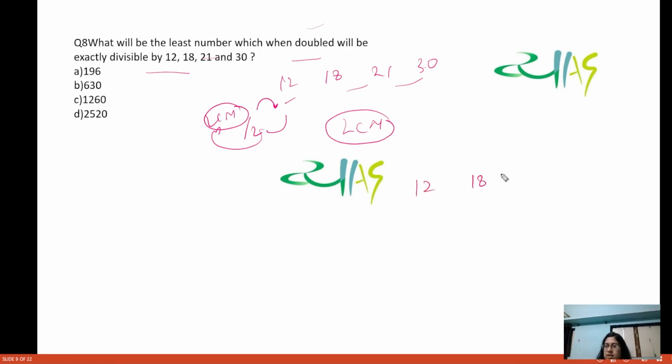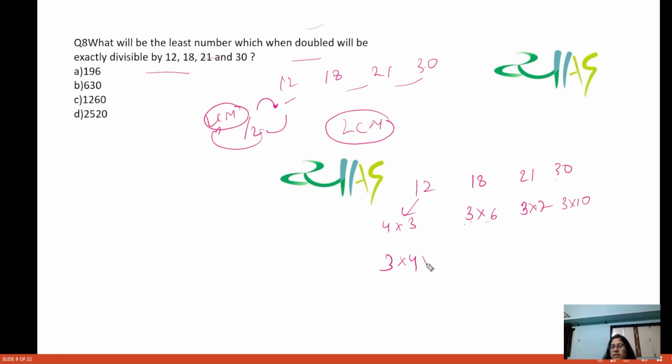So you have 8, 12, 18, 21 and 30. Now, because these all have factors like 2 and 3, we can write them like this: you have 4 into 3, you have 3 into 6, you have 3 into 7, and this is 3 into 10. So basically, in their factors, let's say we have written 3, and we have written 4 as well. Now what is left? We have 3, we have 2.